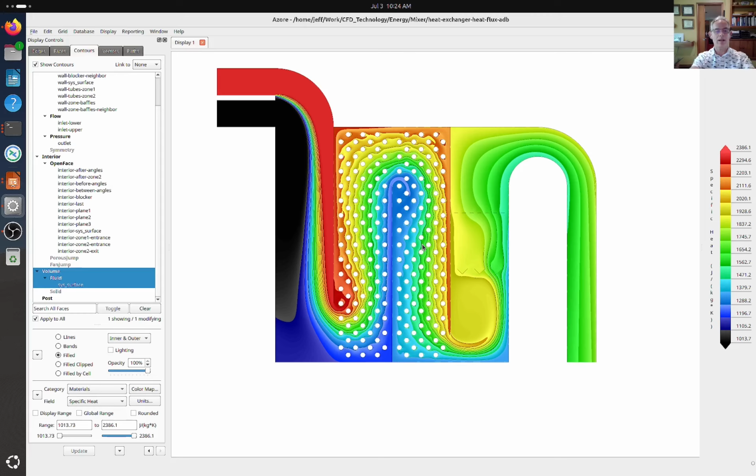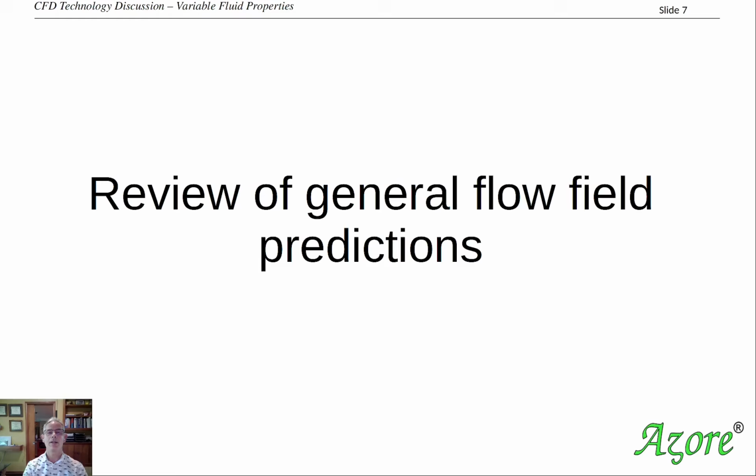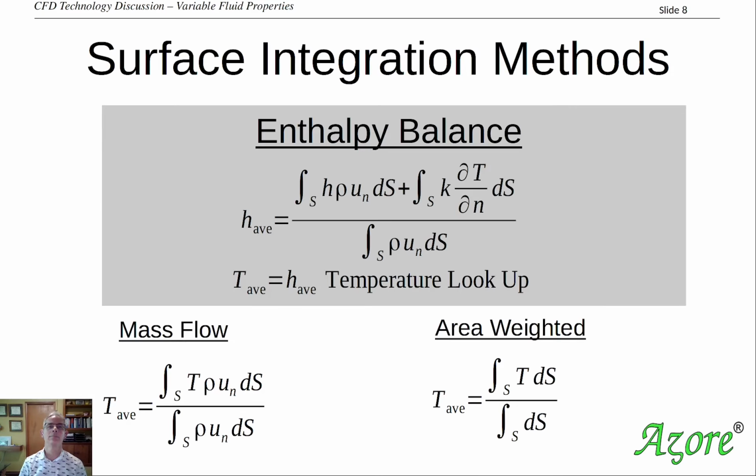So now that we have a good handle on these flow structures from what our CFD model has predicted, we would like to look at some surface integrations of the planes that we outlined at the beginning. There are a number of different ways you can find an integrated value. In particular, we're going to look at three different ways of finding an average temperature value on these surfaces.